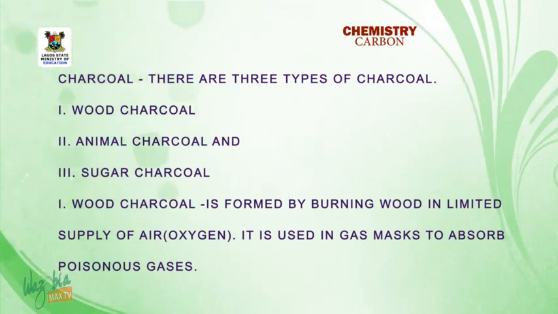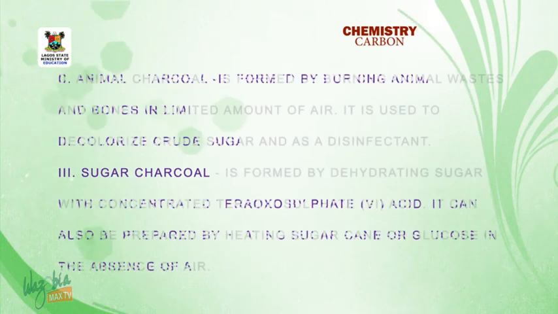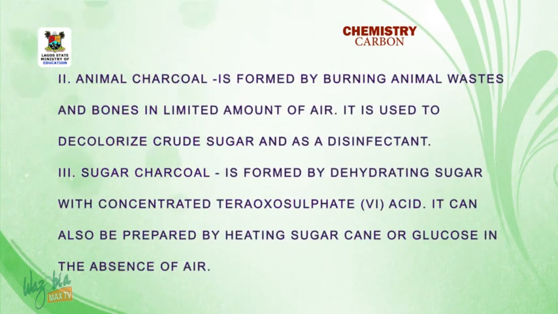Wood charcoal is formed by burning wood in limited supply of air or limited supply of oxygen. It is used in gas masks to absorb poisonous gases. Animal charcoal is formed by burning animal wastes and bones in limited amounts of air. It is used to decolorize crude sugar and as a disinfectant.